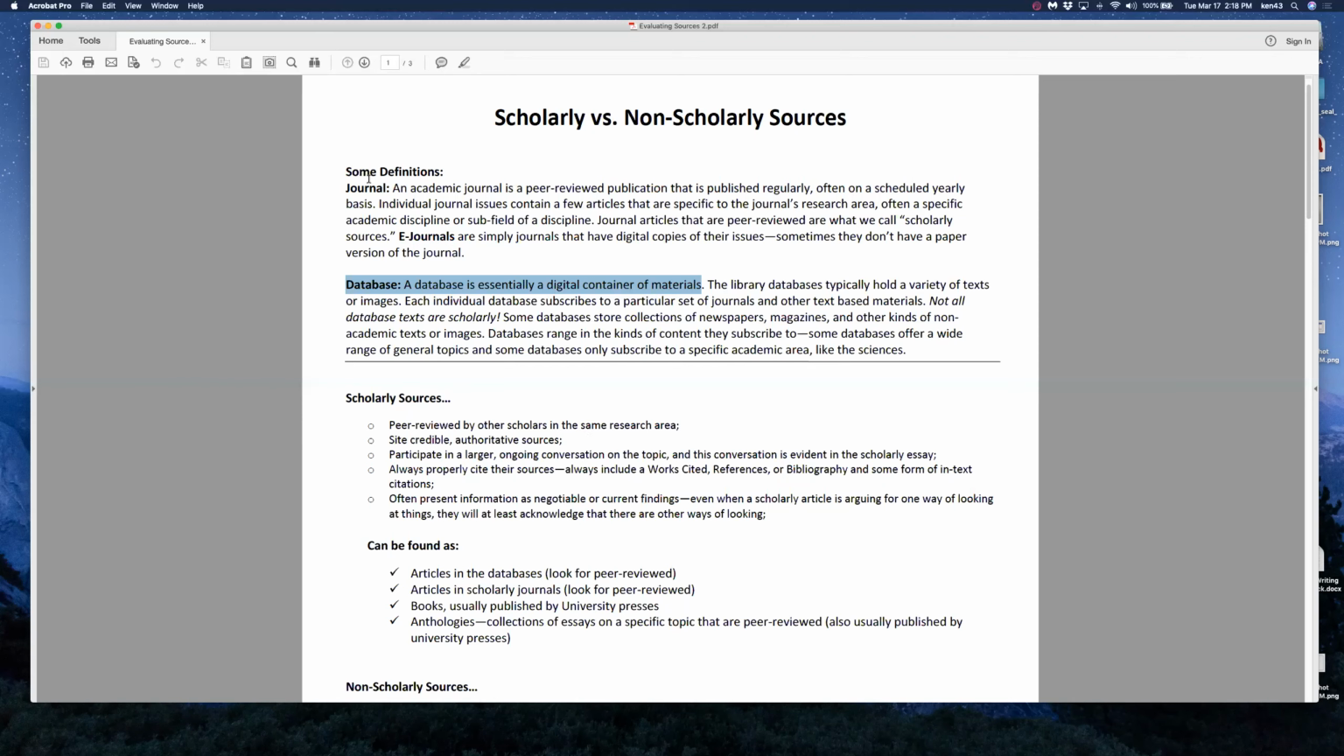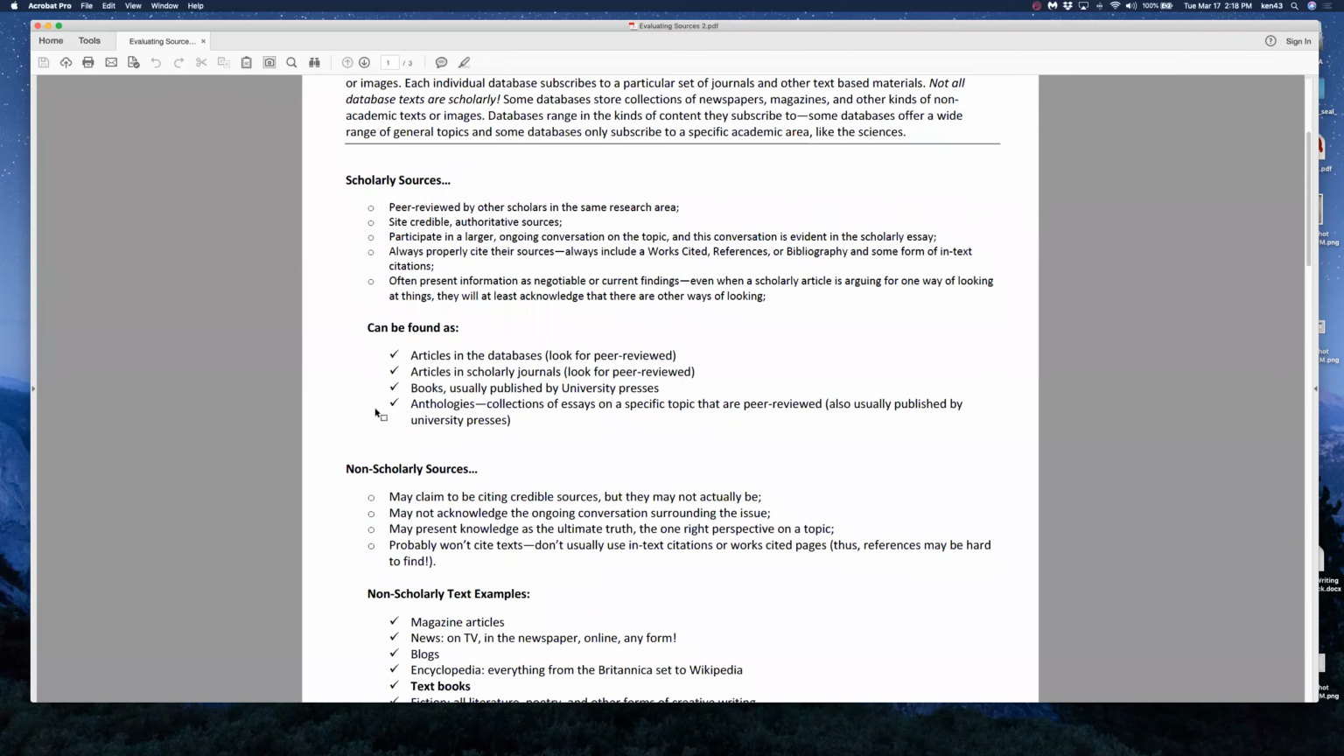So I'm going to go to the library and show you these two things in action and how to find a scholarly source. Back down here, scholarly sources include articles in databases, articles in scholarly journals. Those are the same things. And then sometimes books, usually published by university presses, or anthologies, which are collections of essays on a specific topic that are peer-reviewed. These are the types of scholarly works you're typically going to find in a library. And it's important to just be aware of what you're looking for and what all of these names are, because it's an important part of information literacy.